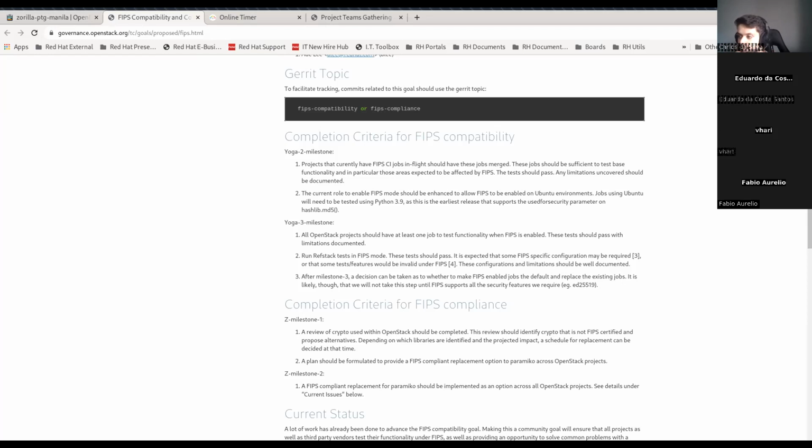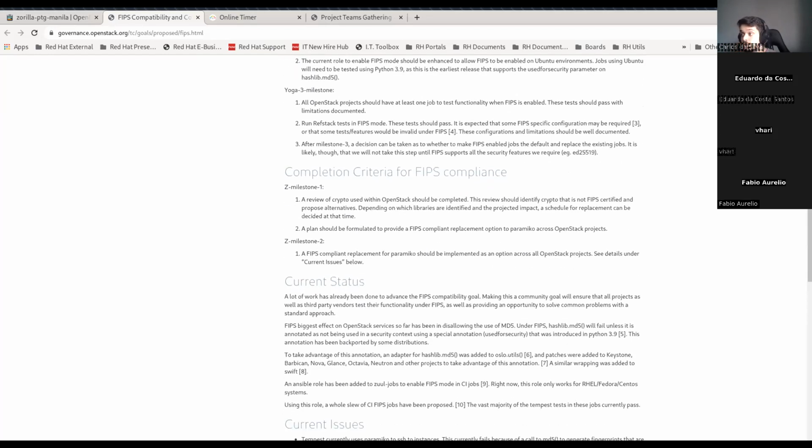All right, so there is the completion criteria for FIPS compliance now, which is what we will be pursuing for the Zed cycle, which is a review of crypto used within OpenStack should be completed. This review should identify crypto that currently is not FIPS certified and propose alternatives depending on which libraries are identified and the project impact. A schedule for replacement can be decided at that time. And a plan should be formulated to provide FIPS compliant replacement options to Paramiko across OpenStack projects.